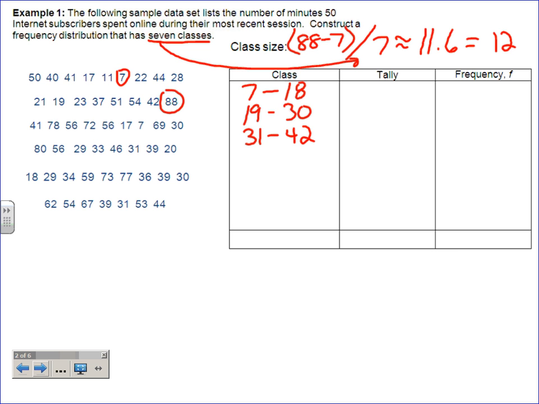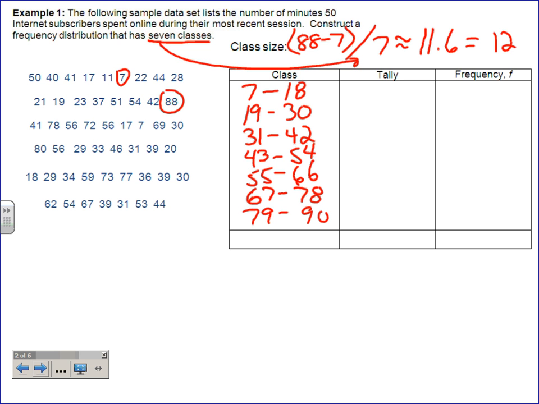What do you think? No, because we rounded that class size, right? So we're not going to hit 88 perfectly, but it'll at least be in there. And that's why often you want to round up, because then you make sure that you fit that in there. So 43 to 54, 55 to 66, 67 to 78, 79 to 90. Right?